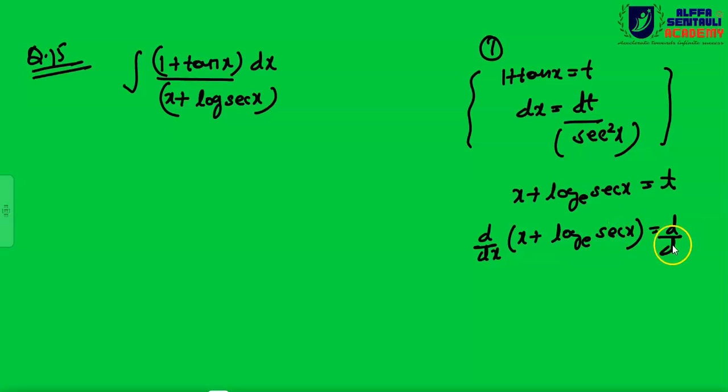So this will be d by dx of t, right? Differentiation of x is 1, differentiation of log x is 1 by x. See beta, this is a tricky example. If I want to differentiate this, I first have to break the log of log x, then I will enter sec x, then I have to break the log of sec x. Then I can ultimately reach x, right?